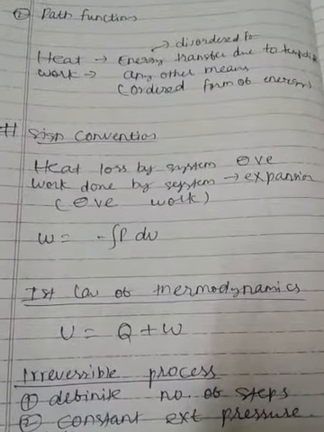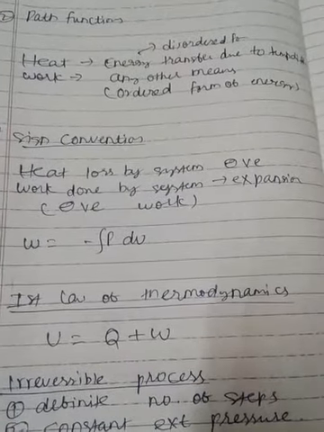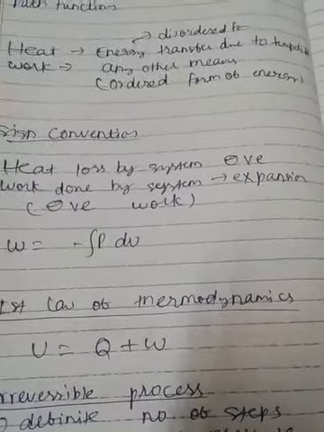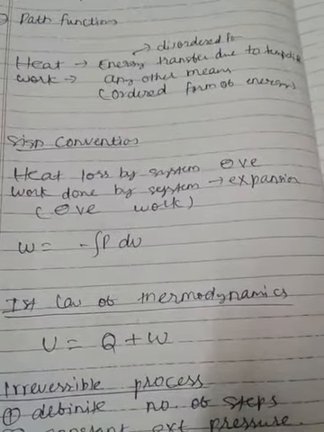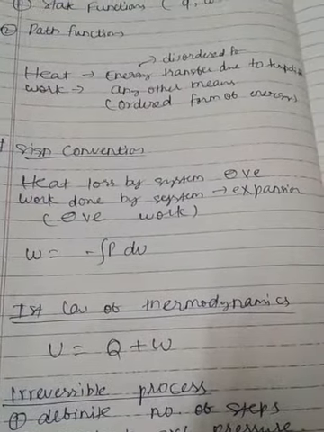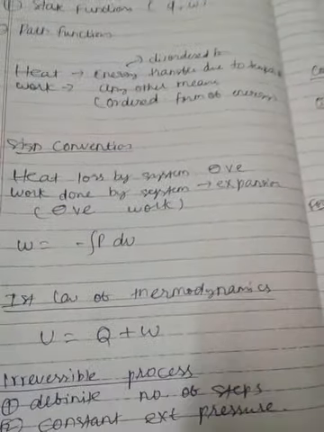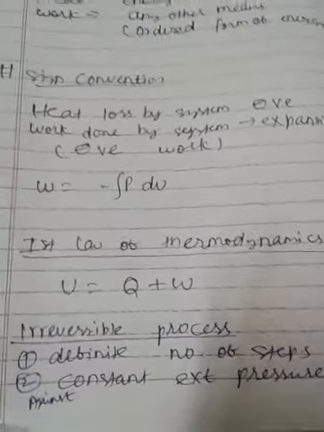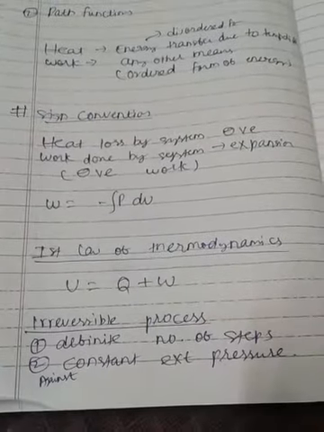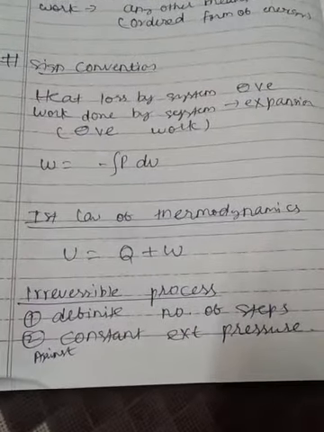Sign convention: heat lost by the system is negative, work done by the system in expansion is negative. See, if a body is losing heat, it is negative. If the body is doing work, work done by the system is negative, like expansion is negative. So W is equal to minus P dV. First law of thermodynamics: delta U is equal to Q plus W.